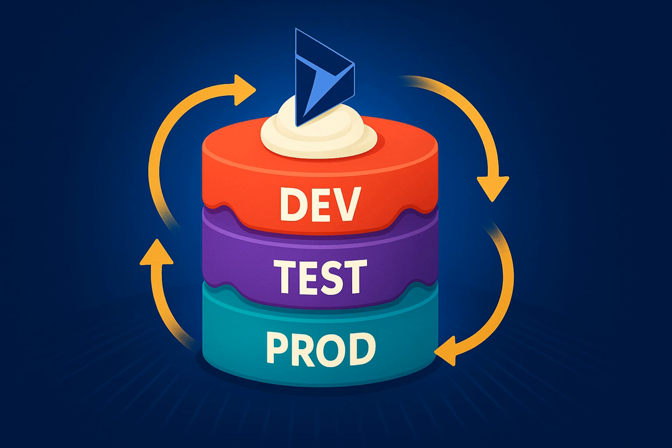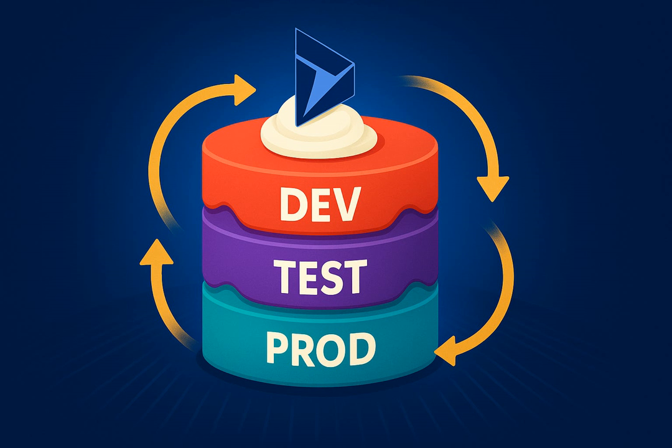Ever spent hours perfecting a Dynamics 365 solution only to have it break during deployment? You're not alone. Most of us trip over the same hidden traps when moving from dev to prod. But what's actually causing these failures, and how can you package solutions to avoid them? Stay with me because we're unpacking the advanced methods that separate smooth deployments from disaster.